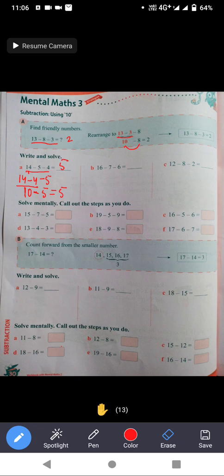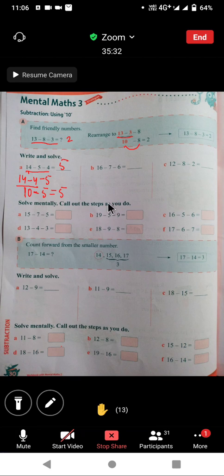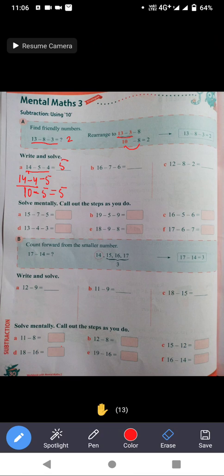Listen to the second one also. So here we have 16, 7 and 6. If I subtract 7 from 16, I will get 9, but I need 10, so that's why I will rearrange both the numbers here. So 16 minus 6 I will take first, then minus 7. Okay, if I subtract 6 from 16, I will get 10, then minus sign, then 7. So 10 minus 7 is 3. Okay, so 16 minus 7 minus 6 is equal to 3.